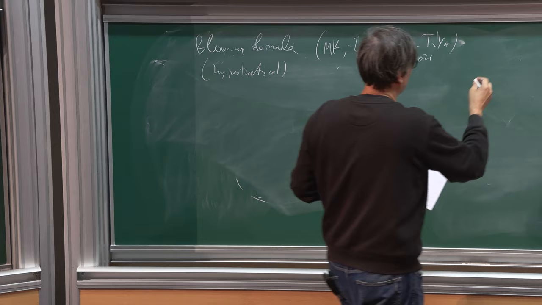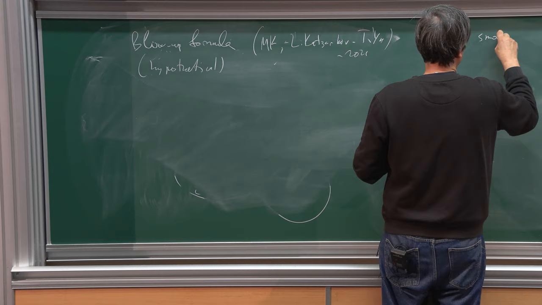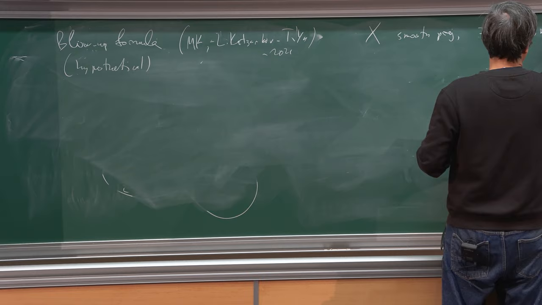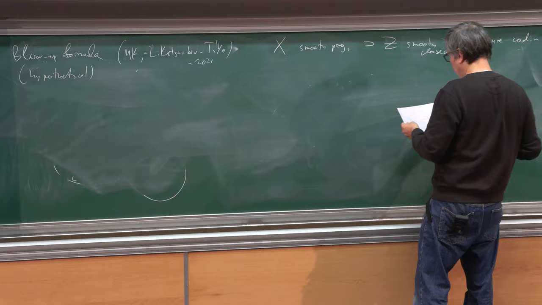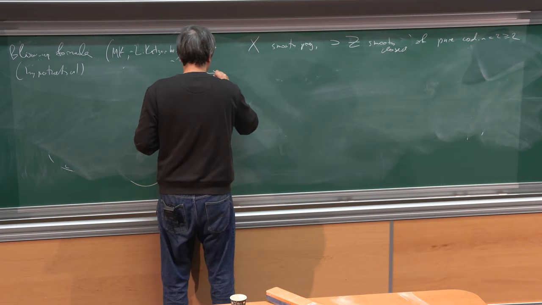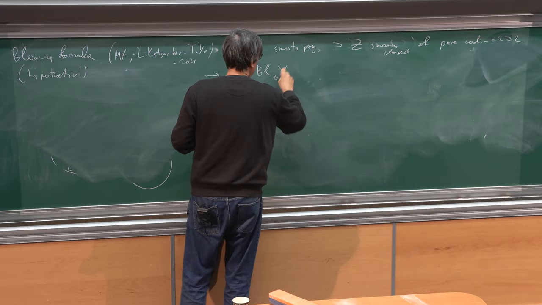have X a smooth projective variety and it contains Z, a smooth closed subvariety of pure codimension R, which is at least 2, then one can produce two varieties. X prime will be the blow up, and X double prime will be the disjoint union.